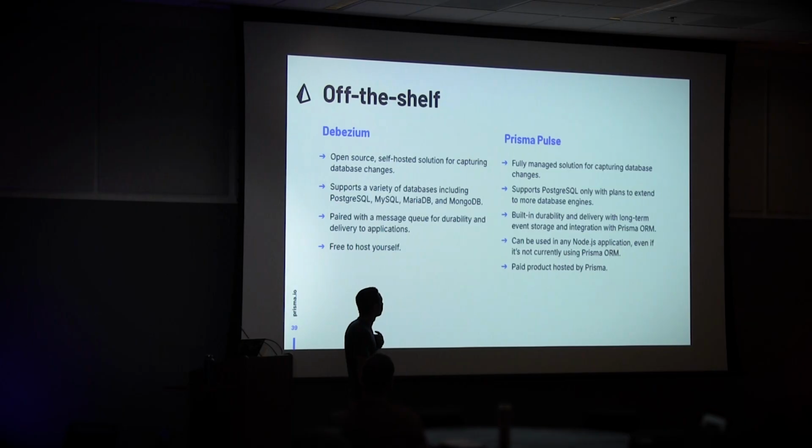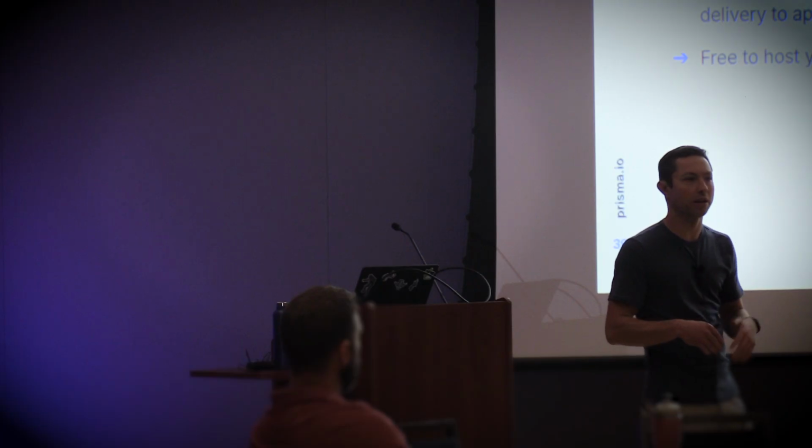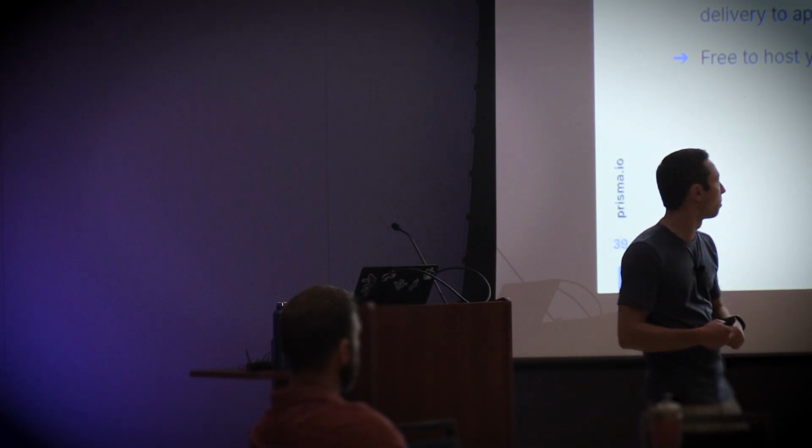Prisma Pulse is our solution to this. It's fully managed, totally hosted. You don't have to really run anything yourself. It only supports Postgres right now, but we have plans to extend it into more. We build in the durability and delivery and long-term event storage. And it also integrates with our Prisma ORM really well to give you type safety in your JavaScript events. It can be used with any Node application, though. You don't have to be using Prisma already as an ORM. You can still adopt Pulse.